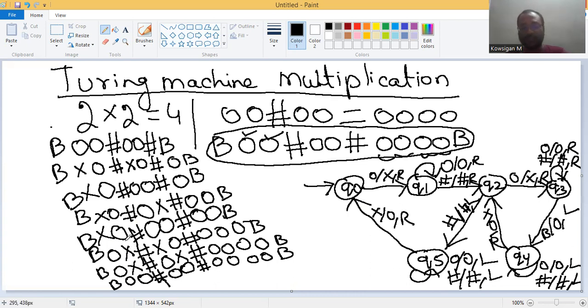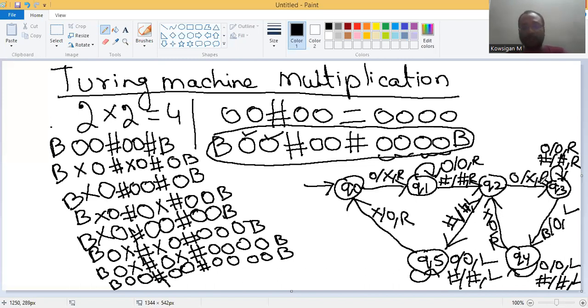So for the second 0, this 0 will be replaced as x and moving to the right hand side. So again, up to you reaching the hash symbol, everything has to be moved to the right hand side without changing the input. Only the transition will take place. After the hash, you will be seeing 1 0. So that 0 will be replaced with x here and move to the right hand side.